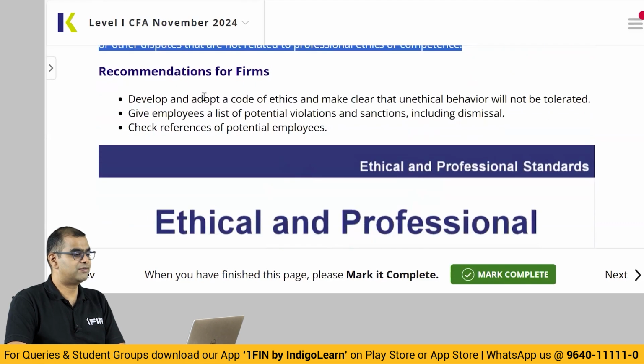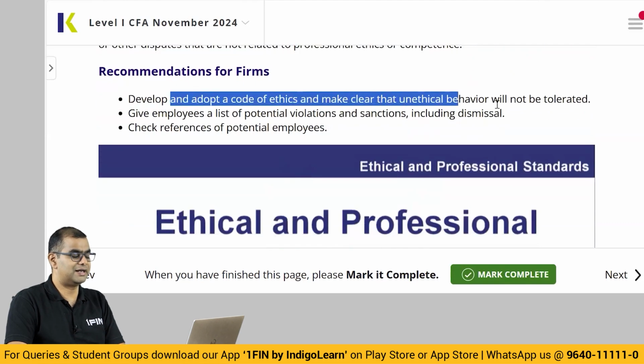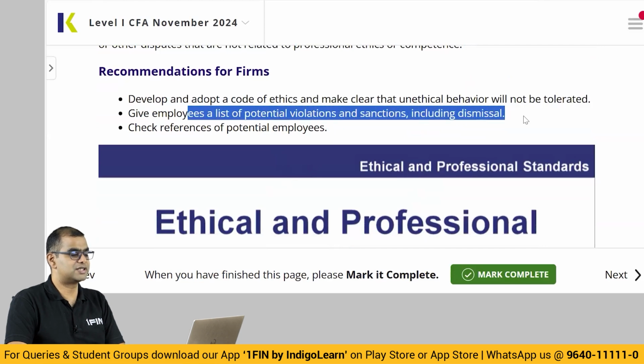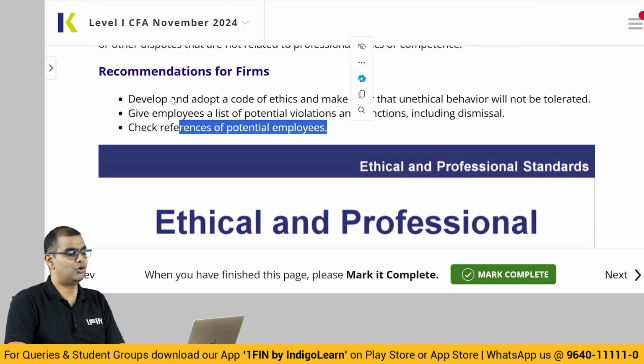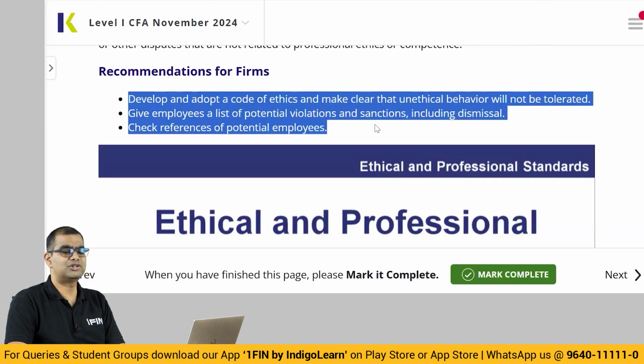What are the recommendations for the firms? Develop and adopt a code of ethics and make clear that unethical behavior will not be tolerated. Give employees a list of potential violations and sanctions, including dismissal. Check references of potential employees. So you should do all these three. Ensure that there is no misrepresentation or misconduct done by either you or your members who are working with you or the firm as such.